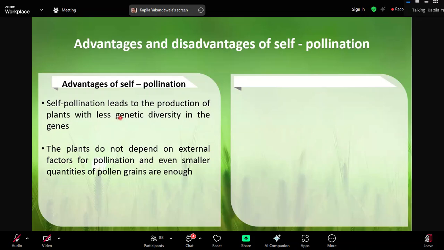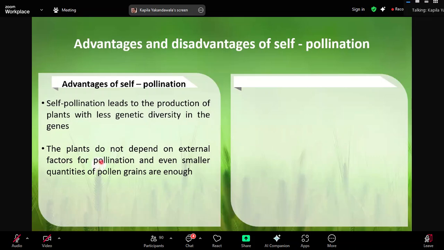Like in the tea, we maintain it by using cuttings. So all the plants will be similar. Characters will be similar. Just like in fruits, vegetables, we like that character. Then plants do not depend on external factors for pollination. Even smaller quantities of pollen grains are good, because when self-pollination is going to happen, you don't need insects for pollination.